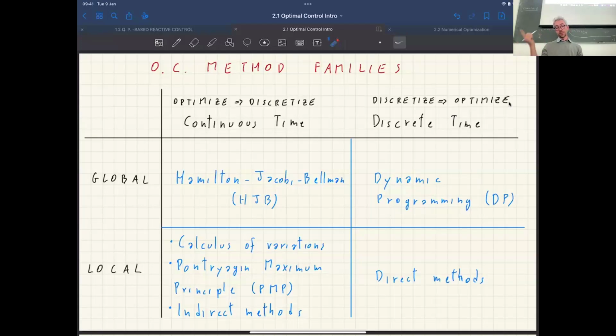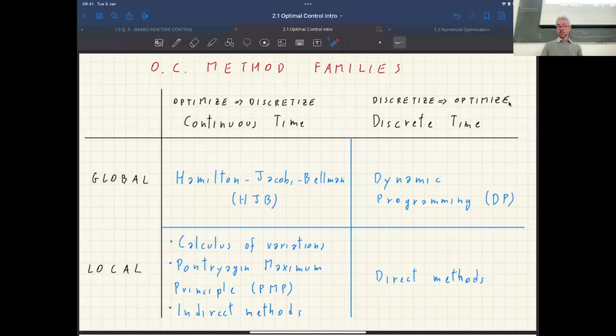Whereas if you work by first discretizing and then optimizing, the class of methods that you get are the ones called dynamic programming. You might have already encountered these two terms in other classes. If you've taken any class on optimal control or motion planning, you might have encountered these two families. So dynamic programming is actually at the foundation of many reinforcement learning methods.